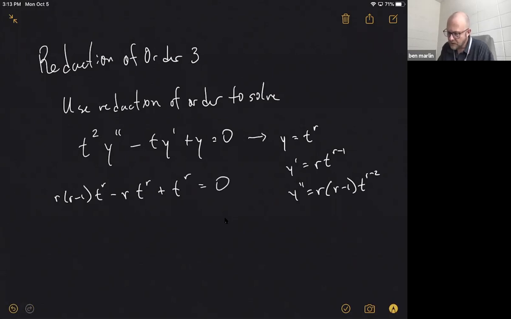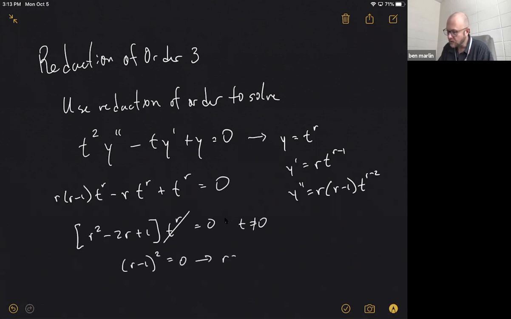Okay. And if you go ahead and factor out, you'll have r squared minus 2r plus 1, times t to the r, equals 0. Now, if t is not 0, we can go ahead and divide that out, and we have r minus 1 squared, which says r equals 1 with a multiplicity of 2. Okay?